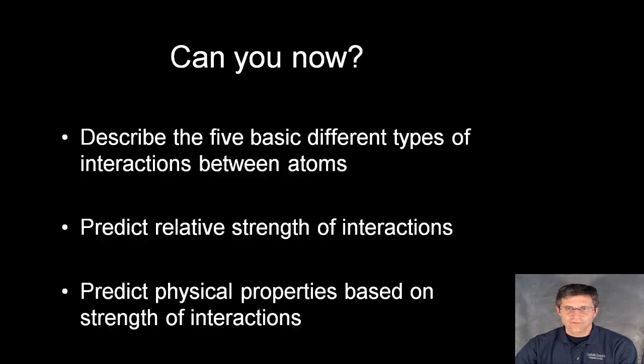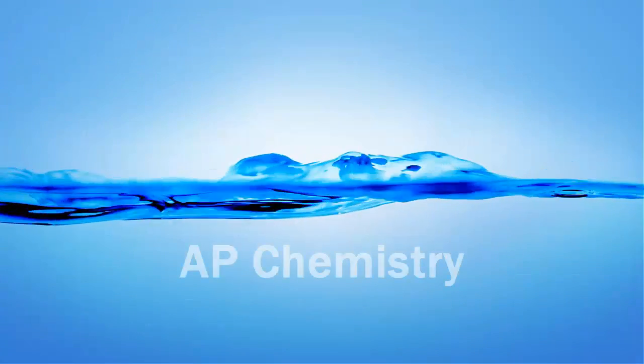So can you now describe the five basic different types of interactions between atoms? Will you be able to use these to predict the relative strengths of interactions? And will you be able to use those relative strengths of interactions to predict physical properties? I hope you can.